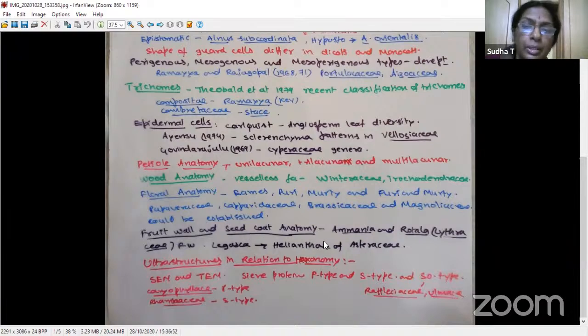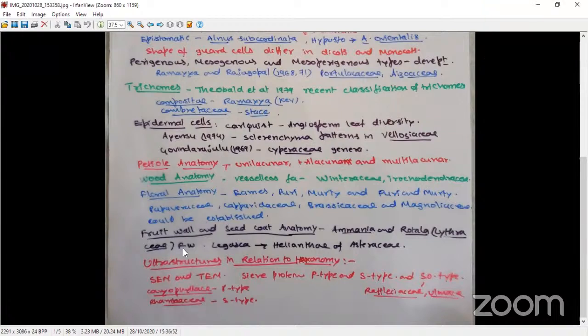So here it is Ammannia and Rotala. They belong to the family Lythraceae. Other features are completely different, so based on the seed coat anatomy they consider these two as related, and they retained them in the family called Lythraceae. The Lythraceae family is our henna family.